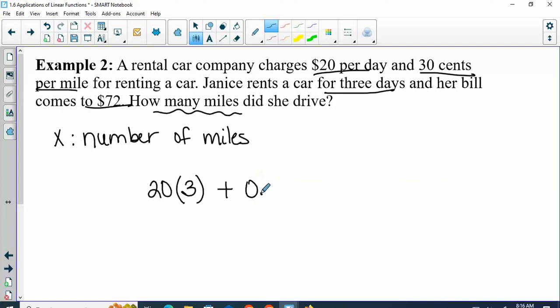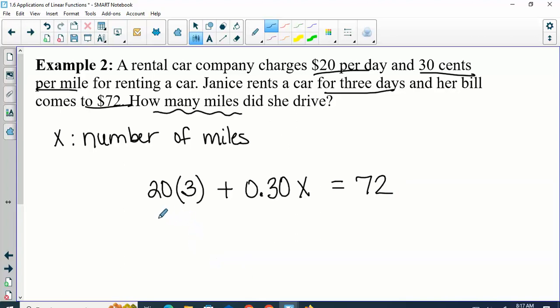Why did you do a decimal here? Right, 20 is in dollars, so we need to make sure the 30 cents has our decimal. And that's for every mile, so you'd have to take that times the number of miles. And that would equal our total bill, which was $72.